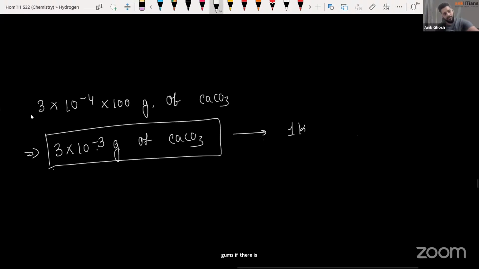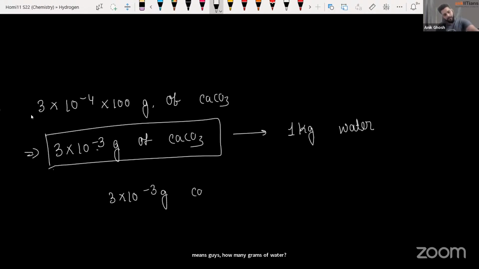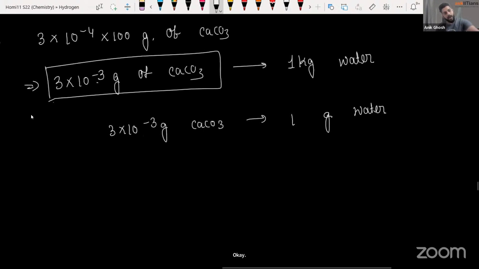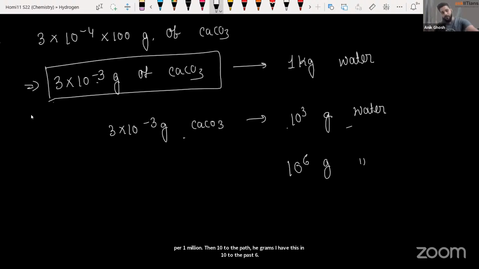1 kg of water is something that they are saying. That means, guys, how many grams of water? 3 into 10 to the power minus 3 grams of calcium carbonate is there in 1000 grams of water. 1000 grams can be written as 10 to the power 3 as well. I want the value in 10 to the power 6, correct? Parts per million. So in 10 to the power 3 grams, I have this. In 10 to the power 6, how much? Parts per million grams of water is what they want. Just do the unitary method.